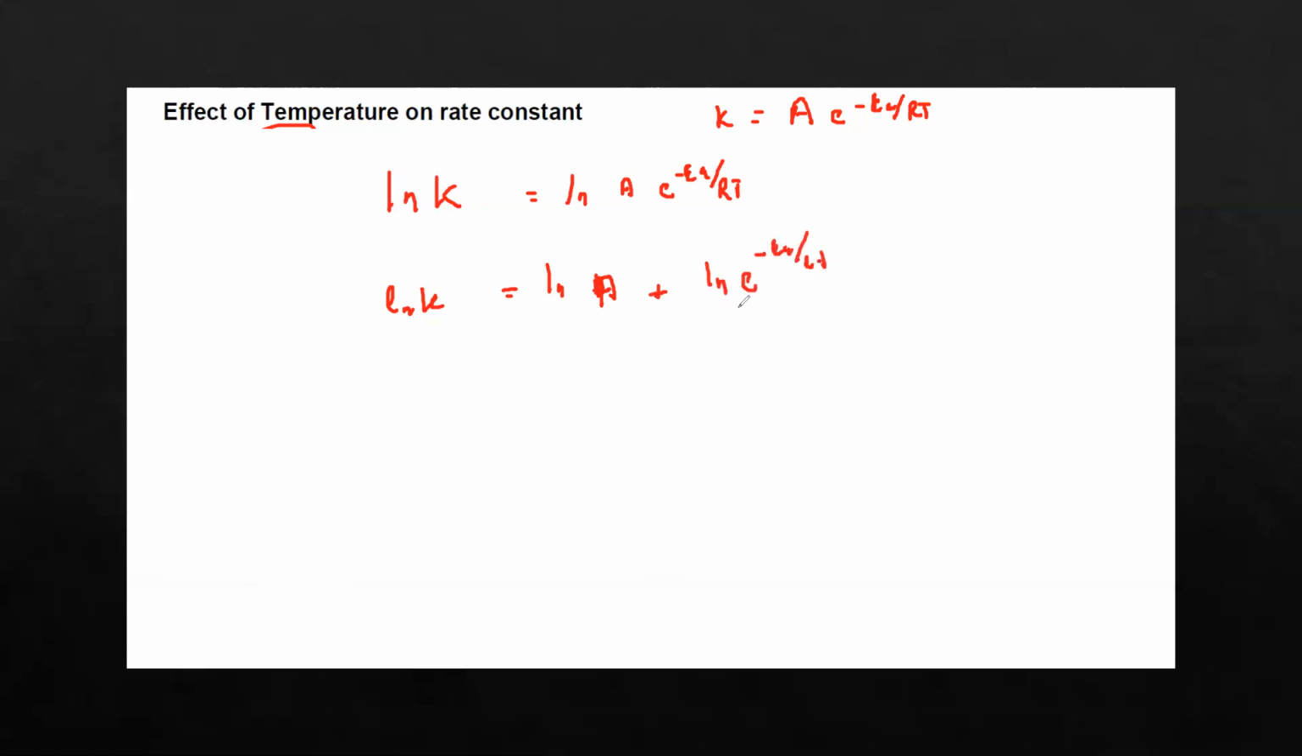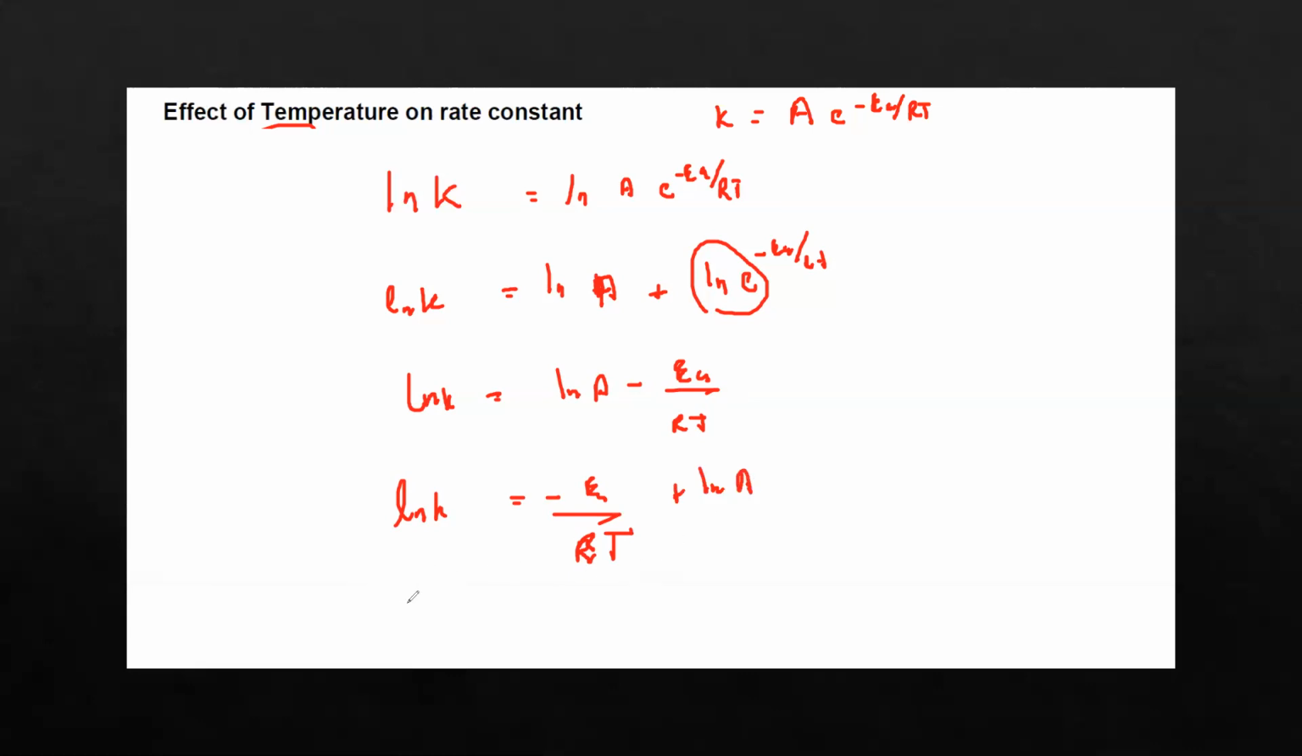And ln and anti-log are inverse functions, so they cancel out each other. So it will become ln k is equal to ln A minus EA over RT. If I further simplify this equation, just rearrange. So I can say minus EA over R times 1 over T, where R is the general gas constant, plus ln A.